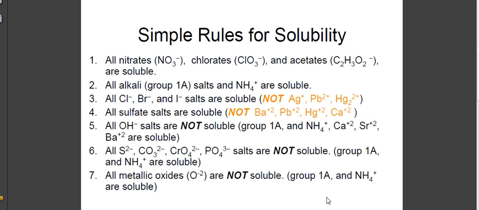Okay? So how are you going to memorize all of these different rules here? You're going to make flashcards. My suggestion is make flashcards. Write the rule on one side and then put the polyatomics on the other side. That's the best way to do this. And I'll go through each one of these rules here shortly.